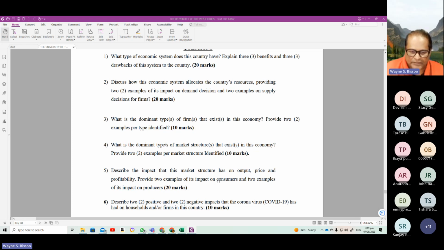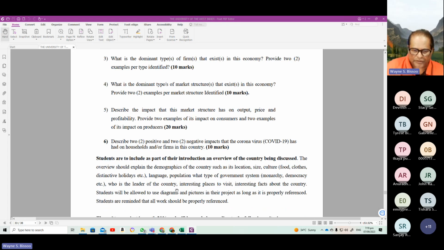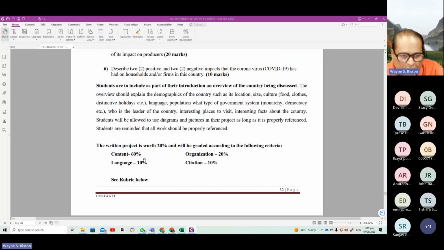And then we asked a question here in relation to the impact of the coronavirus on firms and or households in the country. So this will eventually change when something more critical comes up, but we have to look at this because we're looking for positive and negative impacts of the pandemic that affected the country. So those are the questions included with the introduction, and of course, you have to do a conclusion as well when you're doing this. So the written project content is 60%, organization is 20%, citation 10, language 10.